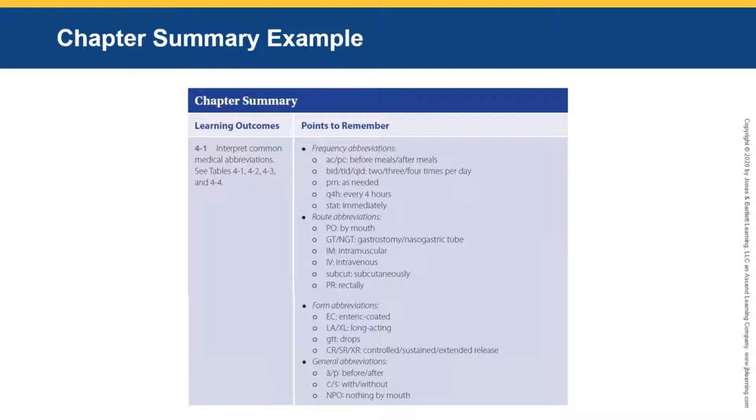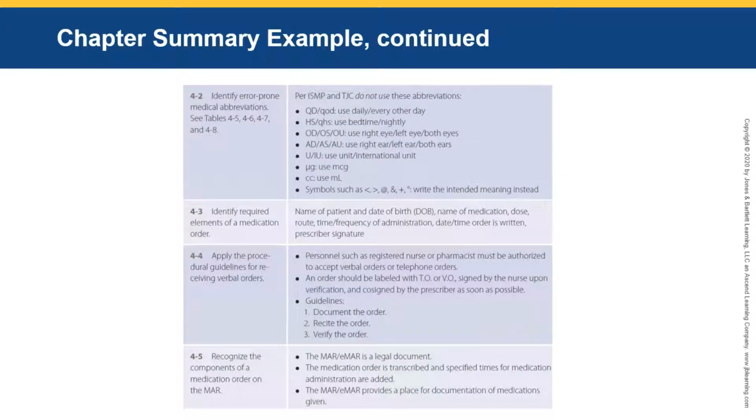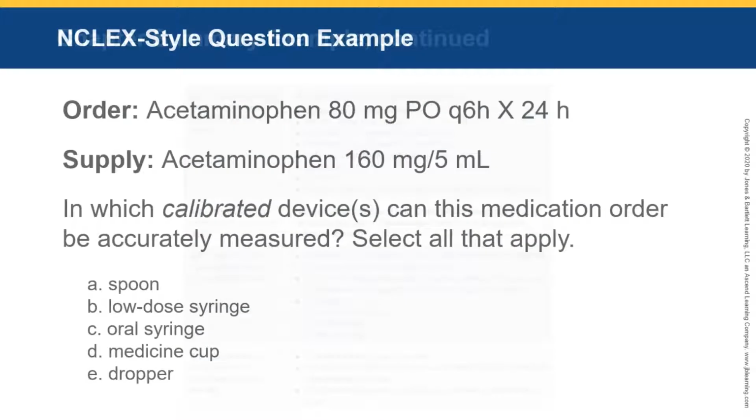The completion of this chapter summary is on the next slide. So you can see that the chapter summaries are organized by learning outcomes. This learning outcome is 4.1, and then you see learning outcome 4.2, 4.3, 4.4, and 4.5 on this slide.